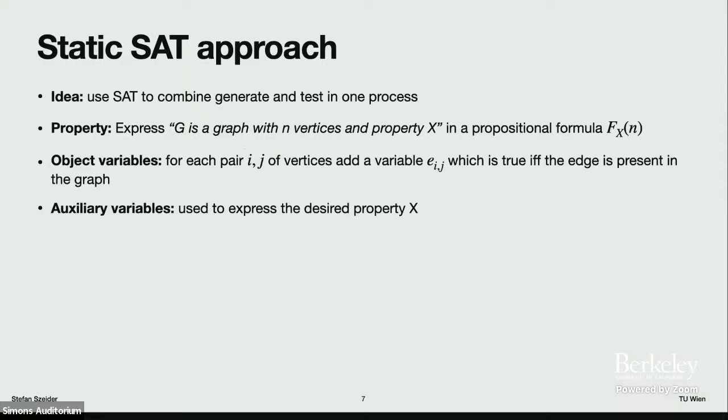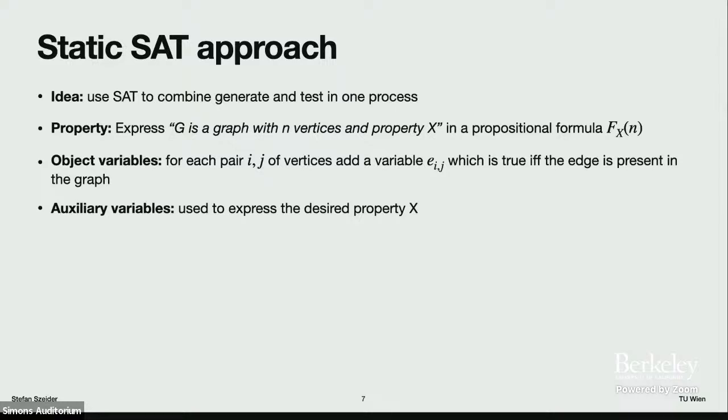The idea is we combine the generate and the test in one process. We can express our property in a propositional formula, where, for instance, for graphs, it's very natural to have a variable for every edge of this graph that we don't have already. It's like this graph we are looking for, but we have variables for every edge, and whether there's an edge between vertex i and vertex j, this variable e_ij is true or not. And so by expressing our property in propositional logic, we can now look whether this formula is satisfiable, and if it's satisfiable, we have our object that we are looking for.